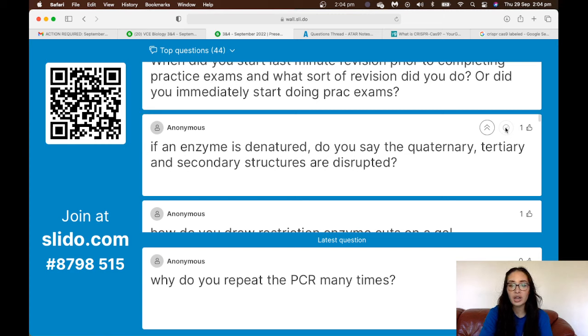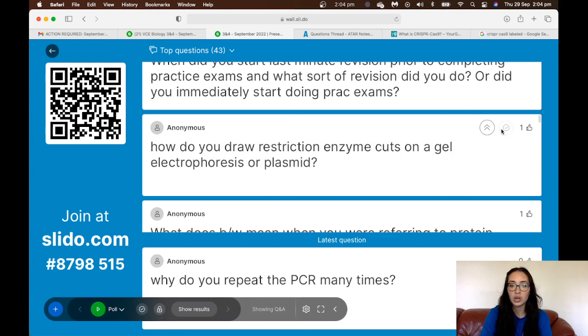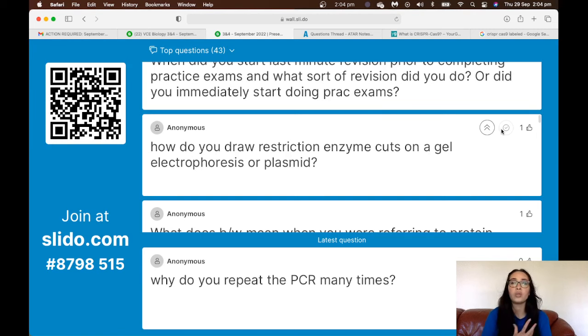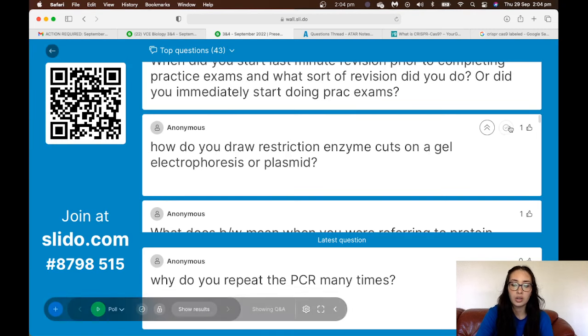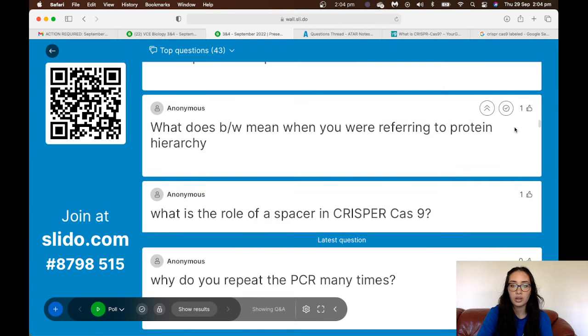If an enzyme is denatured, I would say its tertiary structure is denatured. Yeah, tertiary, really. But it has multiple level implications, so just say the overall structure is disrupted. I don't know if I have time to do that one, but I'll leave it there.